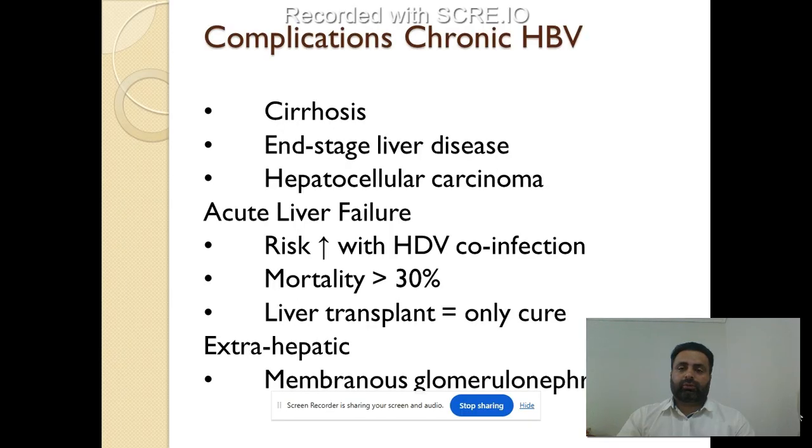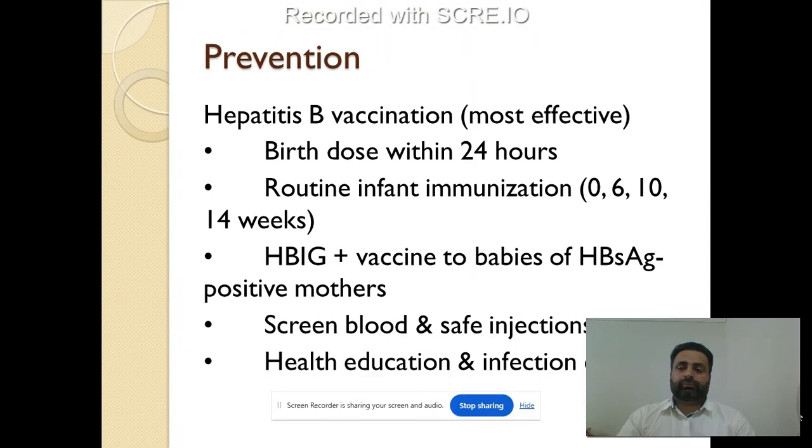The complications of hepatitis B: cirrhosis, end-stage liver disease, hepatocellular carcinoma, acute liver failure. Risk increases with HDV co-infection, mortality is 30%, liver transplant is the only cure. And again, the extrahepatic manifestations include membranous glomerulonephritis.